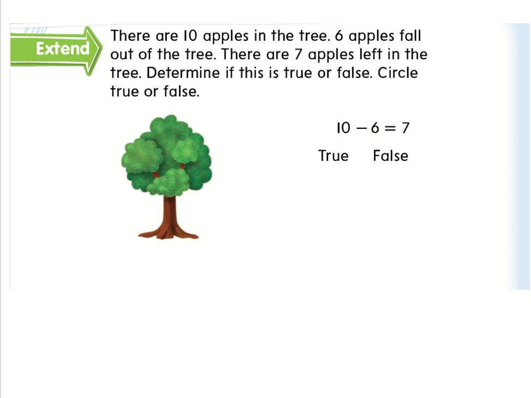Let's do another one here. There are 10 apples in a tree. 6 apples fall out of the tree. There are 7 apples left in the tree. Determine if this is true or false.